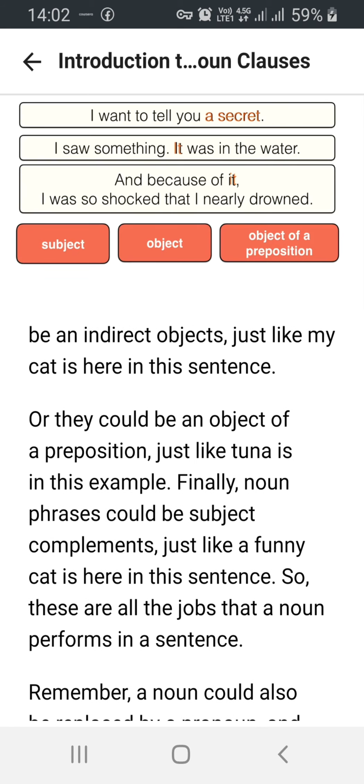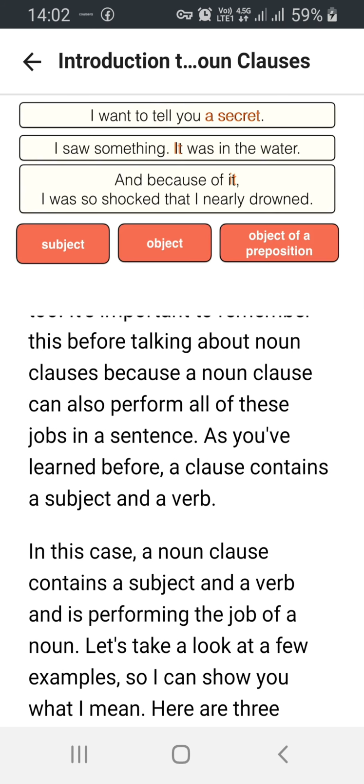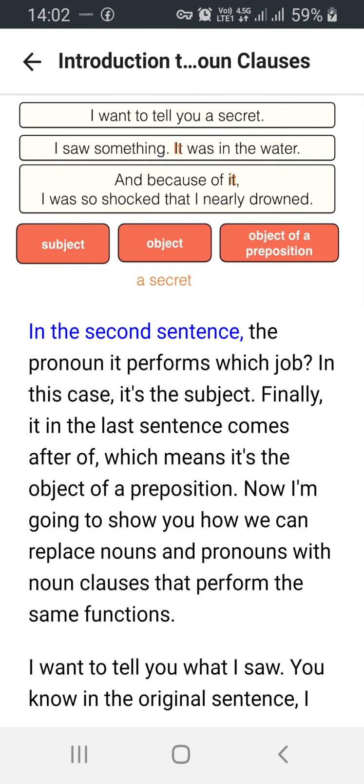Okay, here are 3 simple sentences. In the first sentence, what job does a secret perform? That's right. It is an object. And in the second sentence, the pronoun it performs which job? In this case, it's the subject. Finally, it in the last sentence comes after of, which means it's the object of a preposition.